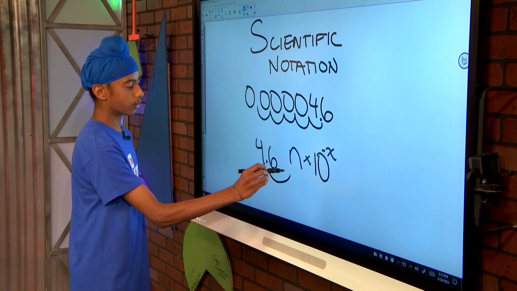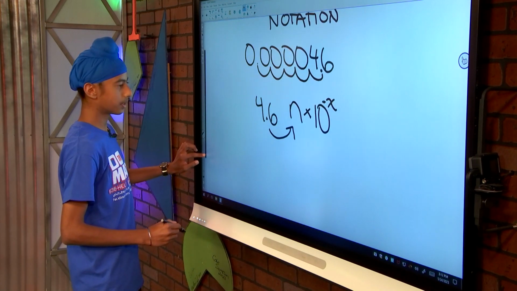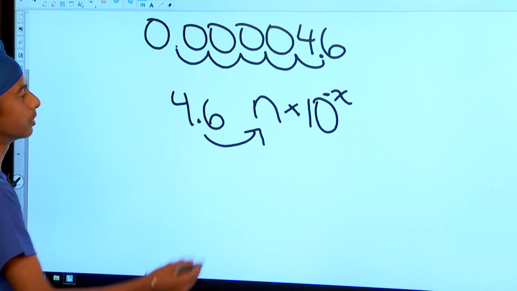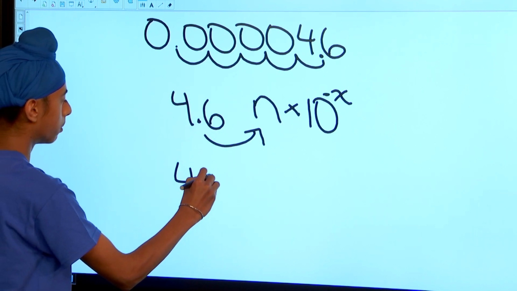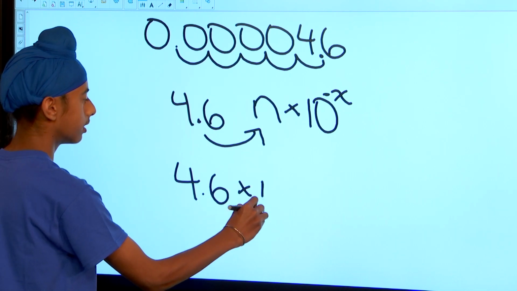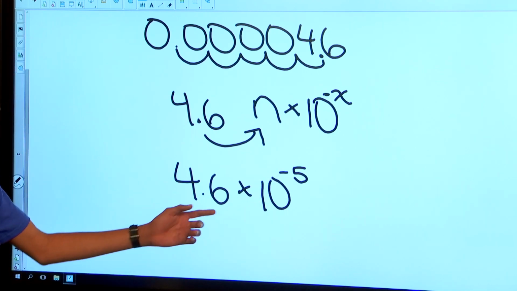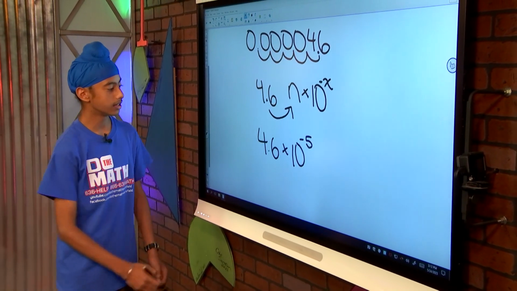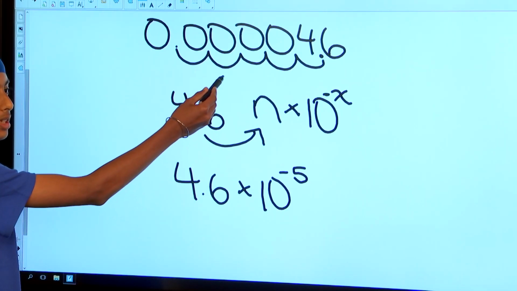So, now that 4.6 is n, we have to find out how many times we moved this decimal. We moved it 5 times. So our correct answer should be 4.6 times 10 to the negative fifth. 10 to the negative fifth would be 1 over 100,000. And if that is multiplied with 4.6, would get you this exact same answer right here.